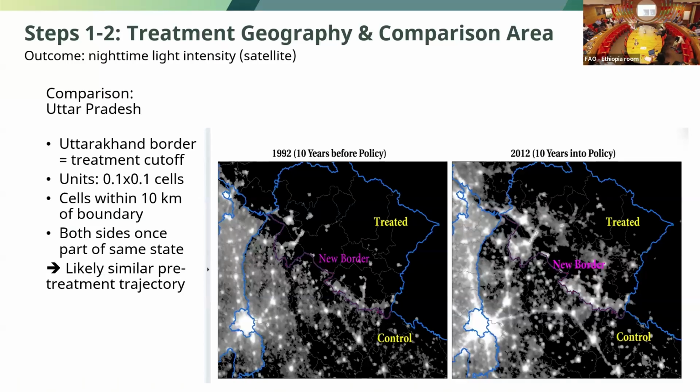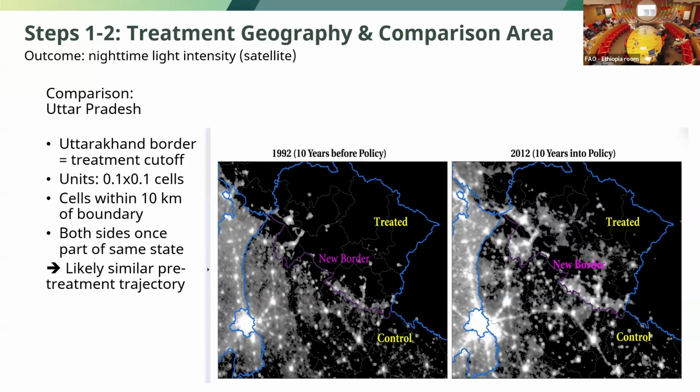So steps 1 and 2, remember, we have to figure out the treatment geography and the comparison area. The outcome that we can consider here, the classic proxy for economic activity, is nighttime lights, right? And so the intensity of nighttime lights is strongly correlated with GDP. This has been shown going back to Storygard and Weil. And so we're going to use as our comparison state the old state that this was formed from. So you can see you have this new state that was formed.